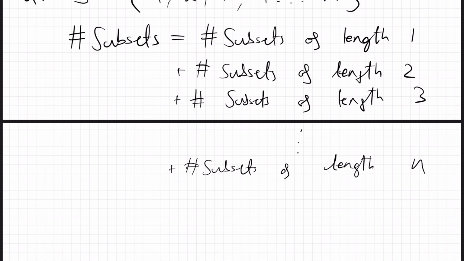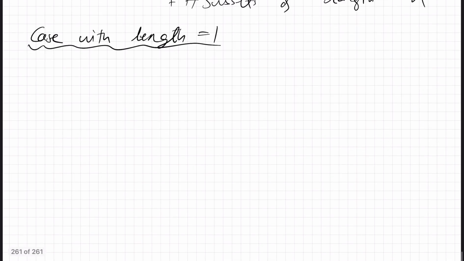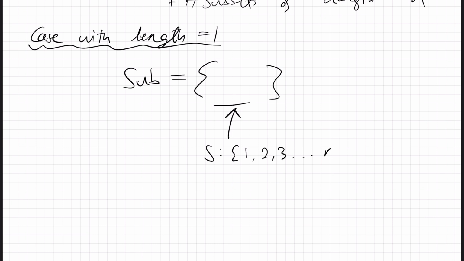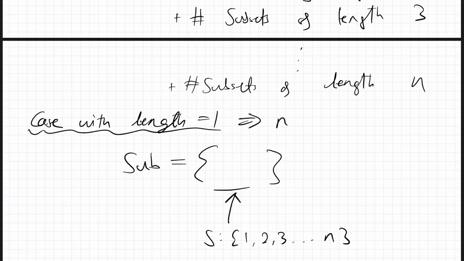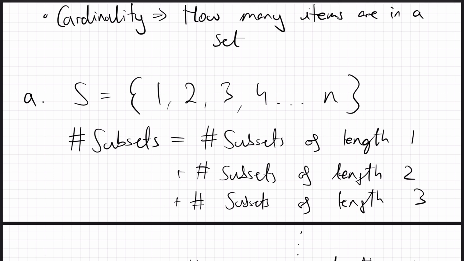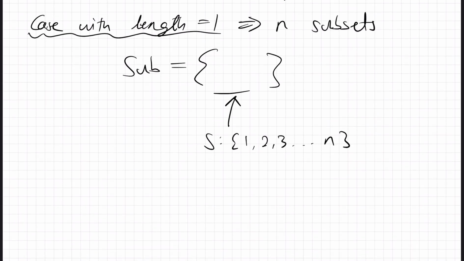So let's see if there's some kind of pattern we get when we look at each of these cases. Let's look at the case with length equal to 1. Here we're trying to construct a subset, I'm just going to call it sub, which only has one element. Clearly, that element could be anything from the original set. So I guess this has n subsets, right? Because to make a subset of length 1 from this original set, we just have to pick any element from this set.